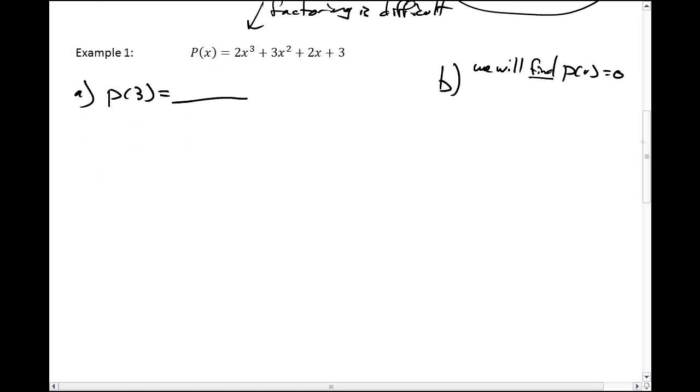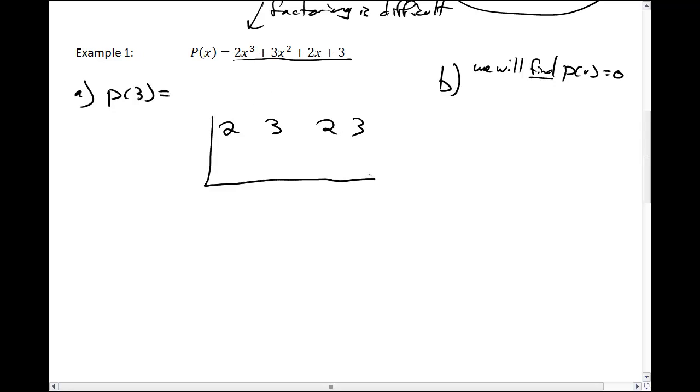So I want to talk to you about how synthetic division works. Synthetic division is very much a plug-and-play sort of process, so check it out. We want to find out what P of 3 is. Here's what we do. First of all, notice the coefficients. This is all written in descending powers of x: x cubed, x squared, x, and no x's. So I have 2, 3, 2, 3.